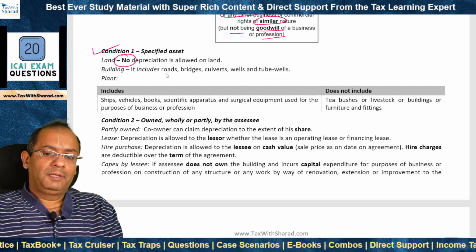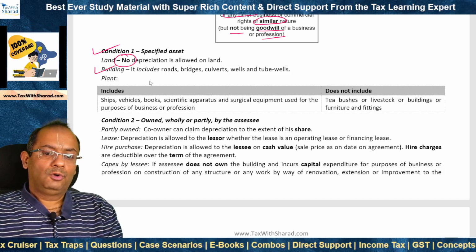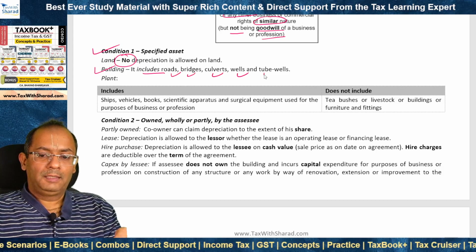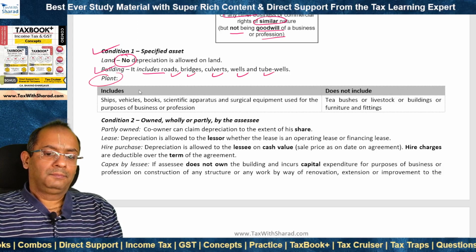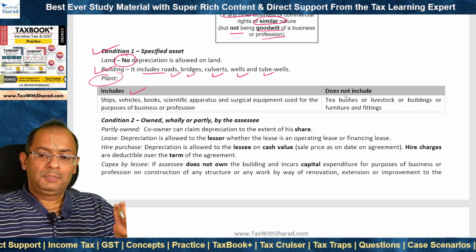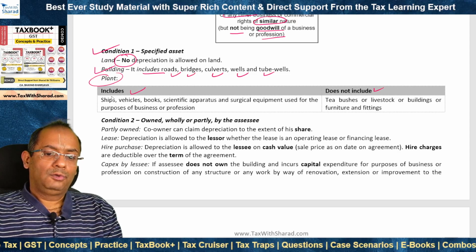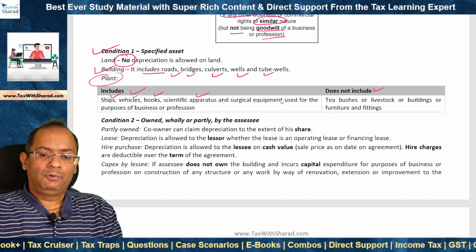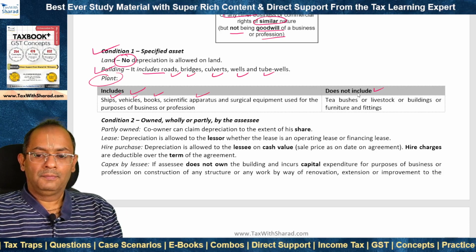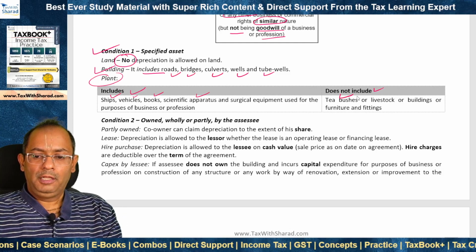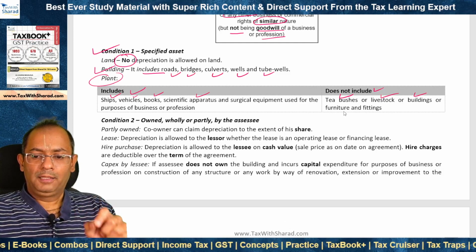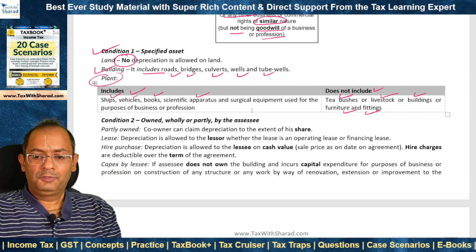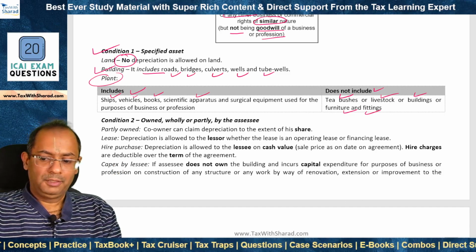In respect of land, depreciation is not allowed. What is the scope of the term building? Building includes roads, bridges, culverts, wells and tube wells. What about plant? Plant specifically includes certain things and specifically excludes certain things. Plant includes ships, vehicles, books, scientific apparatus and surgical equipment used for the purposes of business or profession. But plant does not include tea bushes or livestock or buildings or furniture and fittings. Buildings or furniture and fittings are a separate category of specified asset for purpose of depreciation.